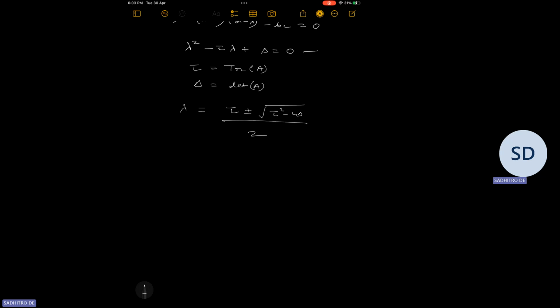And when the eigenvalues become complex, then the fixed point is no longer a node. It converts into a spiral. So basically, you will have trajectories which can spiral inwards into the fixed point if it is a stable fixed point.